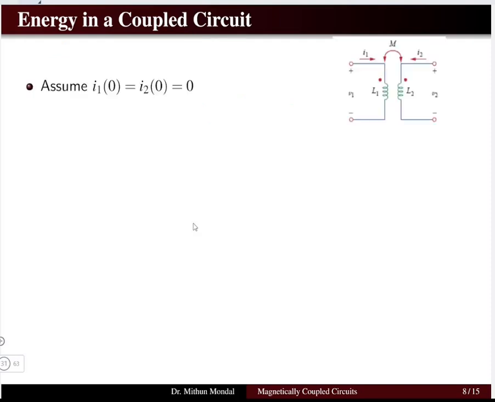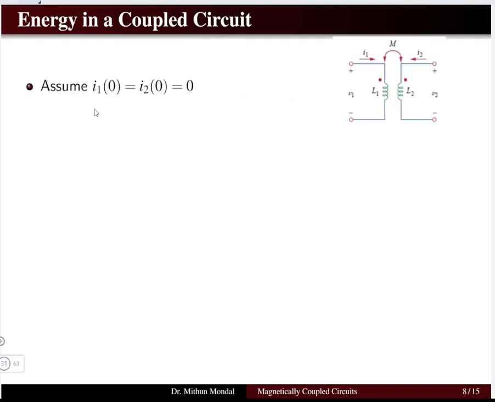Now let us see the energy in a coupled circuit. We already have learned the energy present in the inductance, that is equal to half Li square. Here we have only the self-inductance term. What about the two coils when mutual inductance is present between them?